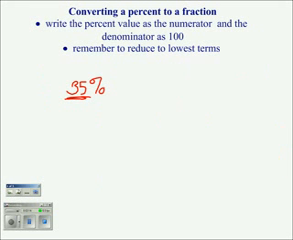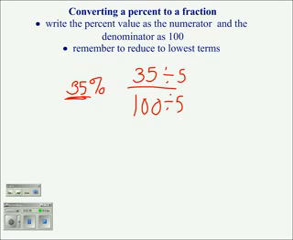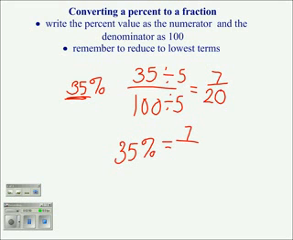To convert a percent to a fraction, you're going to write the percent value as the numerator and the denominator as 100. So what we're going to do is 35% becomes our numerator of 35, and our denominator is 100. And then we can remember to reduce to lowest terms if necessary, and we can divide 35 and 100 both by 5, and we get 7 over 20. So 35% can be expressed as the fraction 7/20.